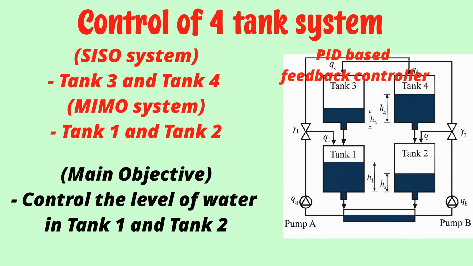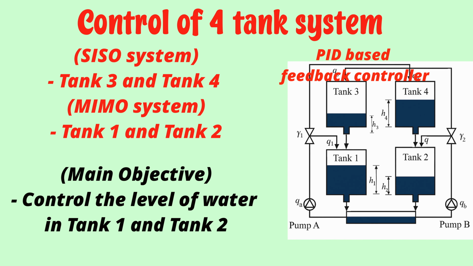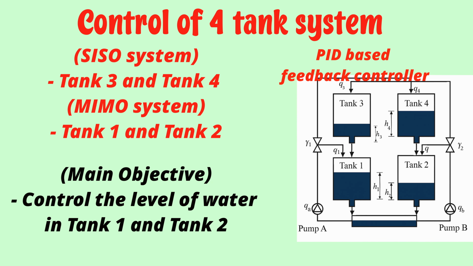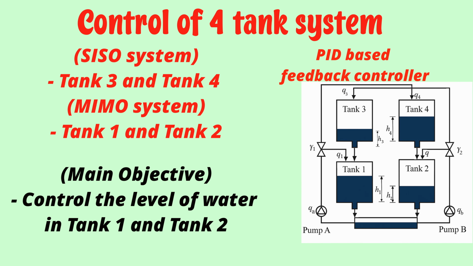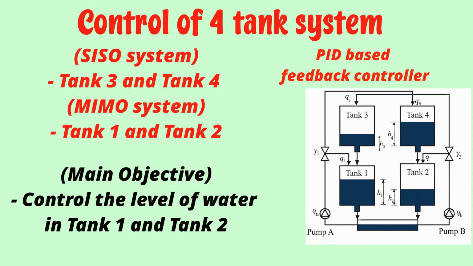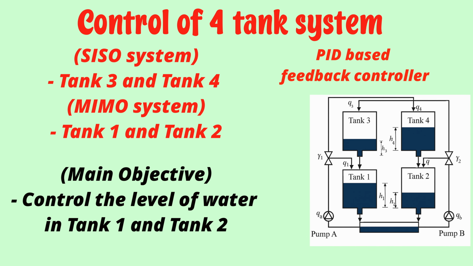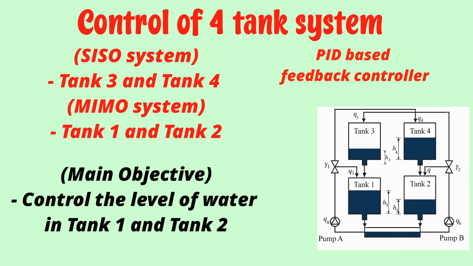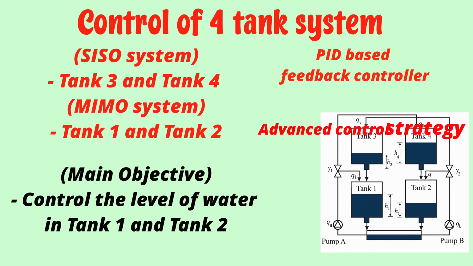For these tanks, a simple PID-based feedback controller is sufficient. However, tanks 1 and 2 behave as a multi-input, multi-output MIMO system. This is because both pumps influence the levels of both tanks, and the interconnection between the tanks makes it impossible to control their levels independently using a regular PID approach. Therefore, a more advanced control strategy is required.